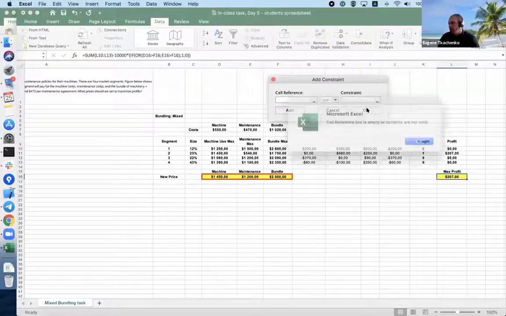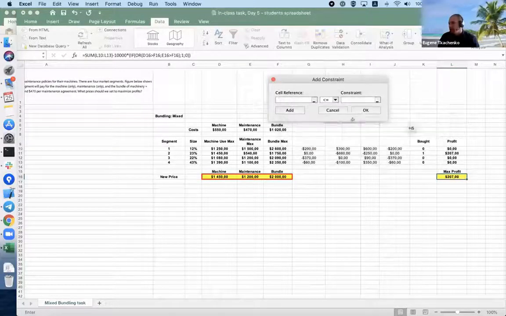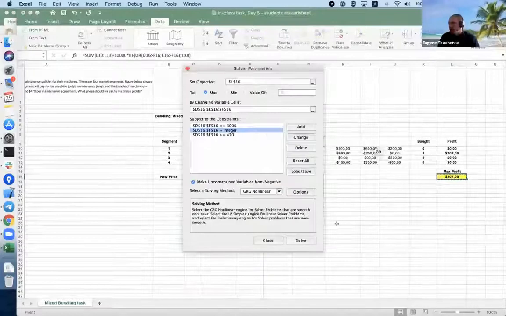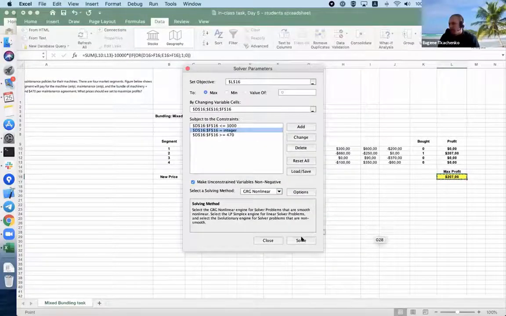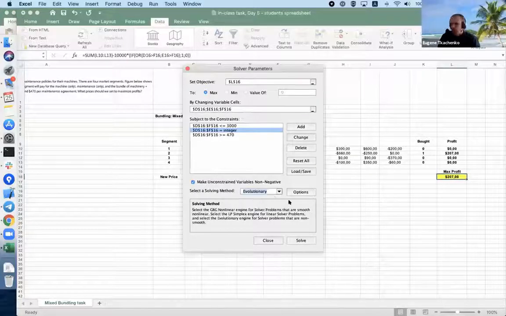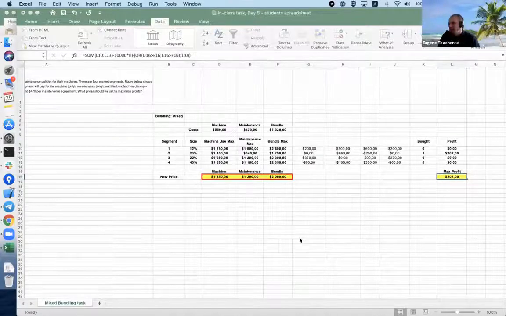Okay. And yeah, we have all of them. Change the method from nonlinear to evolutionary. Yep. And then solve. Should be it. One second, giving it a try.